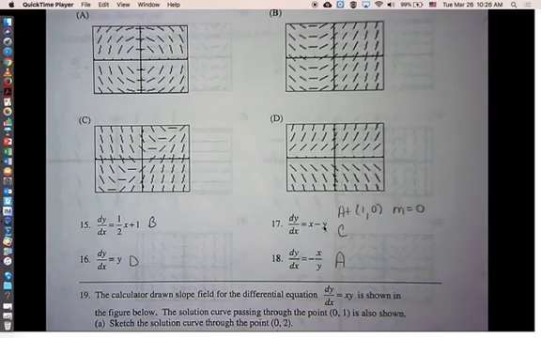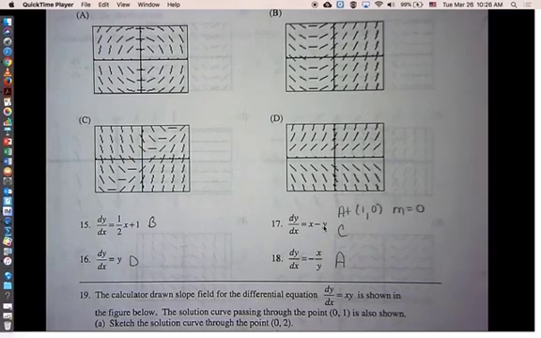So I'll just do one. If X is 0, anytime X is 0, my slope should be 1. So I'm going to look at my graphs. When X is 0, the slope should be 1. I know it's not C. I know it's not A. Okay, so now I'm between these two.